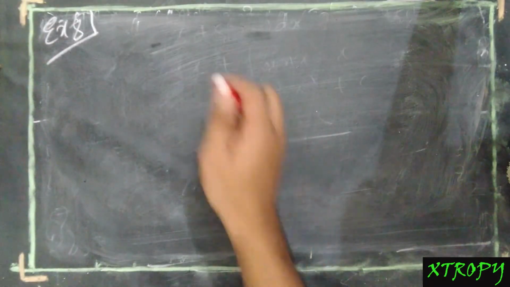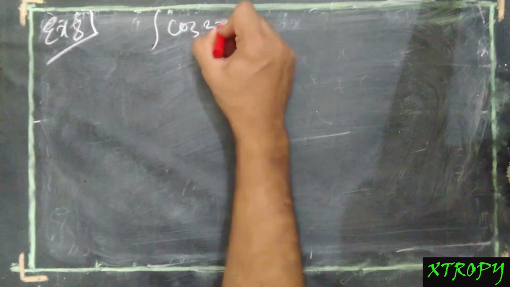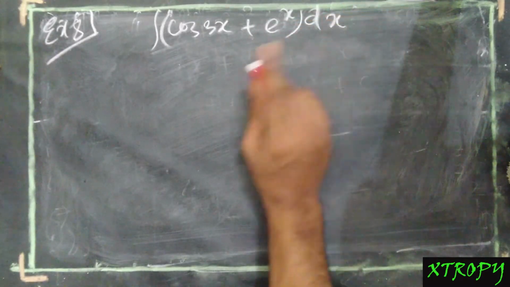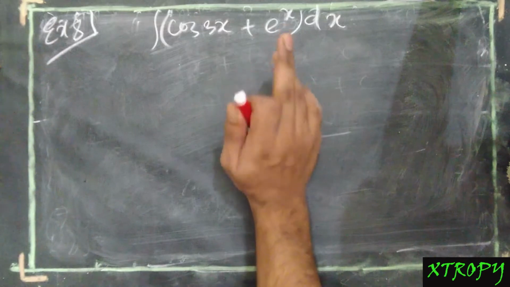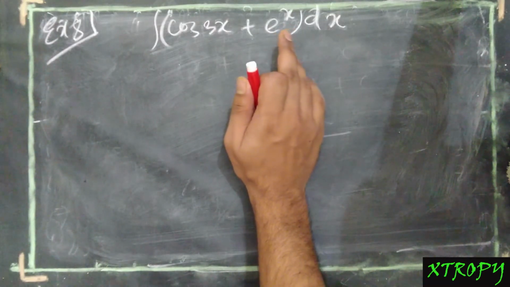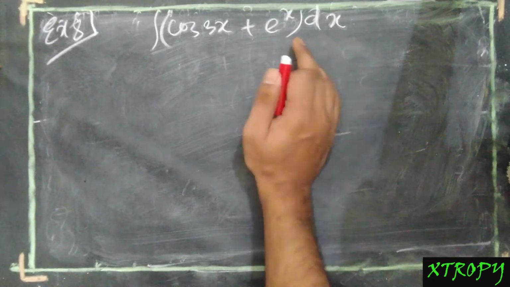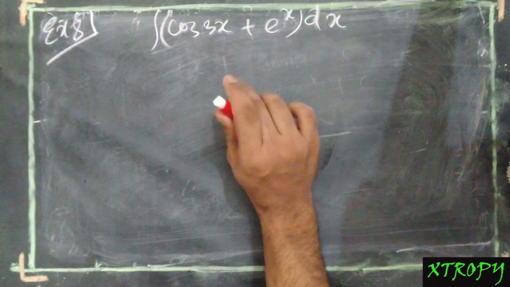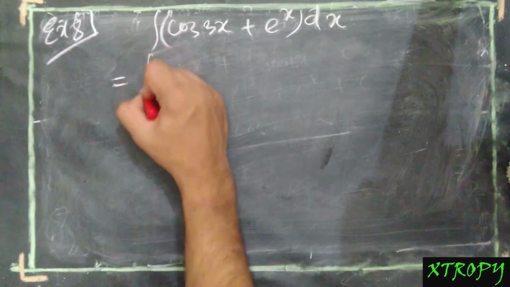Example number 8, we are asked to evaluate the integration of cos 3x plus e power x dx. So, a slight change in the format, it's actually cos 3x and e power x. E power x is one of the easiest things to integrate, because the integration of e power x is e power x and the differentiation of e power x is e power x. A very simplistic function in terms of integration and differentiation. So let's separate the integration.